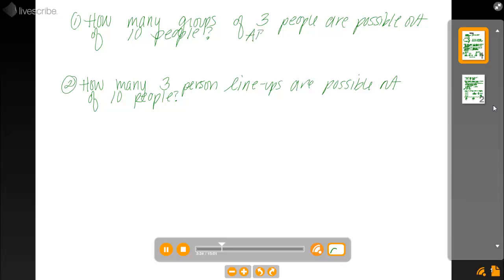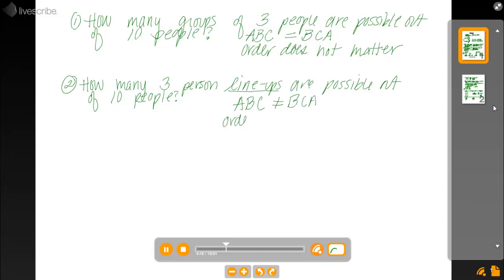a group of ABC is the same as the group BCA. It's the same people, it's the same group, it's the same committee. So the order in which we would line up the people does not matter. For the second example, since I'm lining them up, the only reason I know that is because it said so in the question. If I take ABC, that is not the same lineup as BCA. So in this case, order does matter.